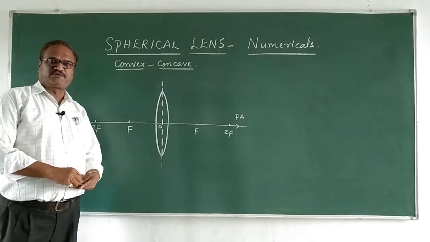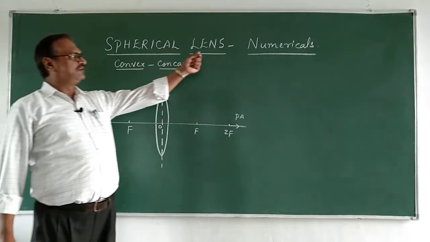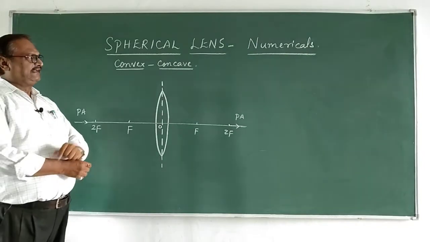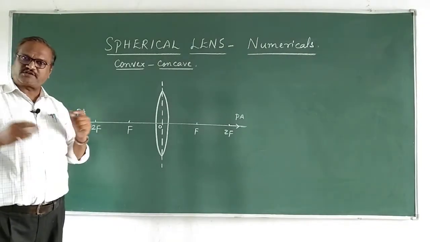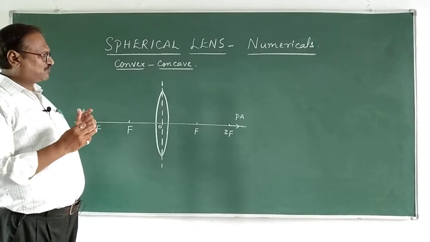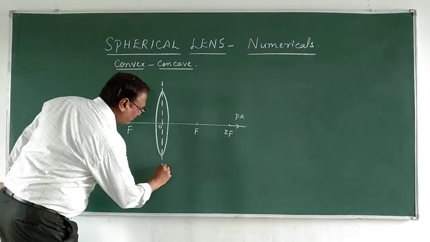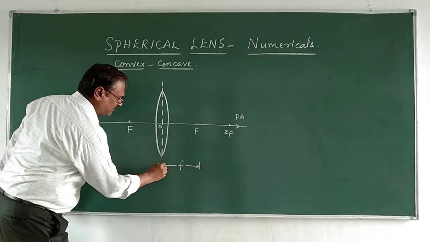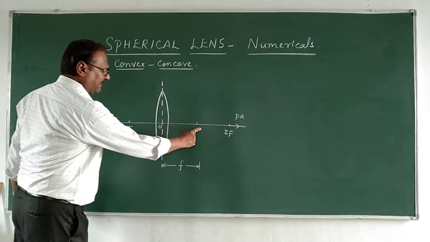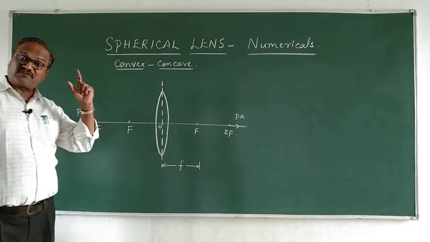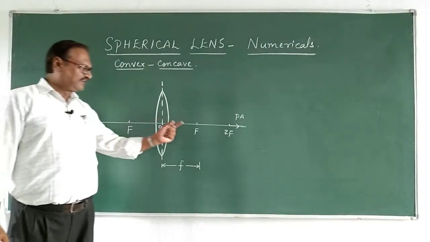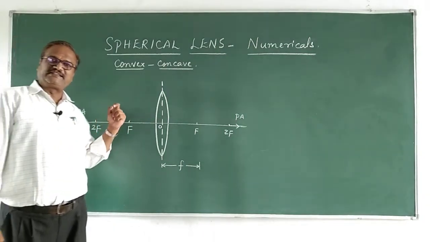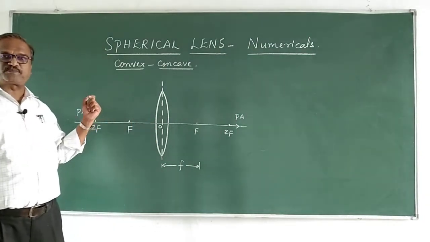Hello students, today we will do some numericals based on lens. The lens equation, just like the mirror equation, consists of terms like focal length. Focal length is the distance between the optical center and the focus. In the case of a mirror, it was between the focus and the pole of the mirror. And here it is a lens, and it is transparent.